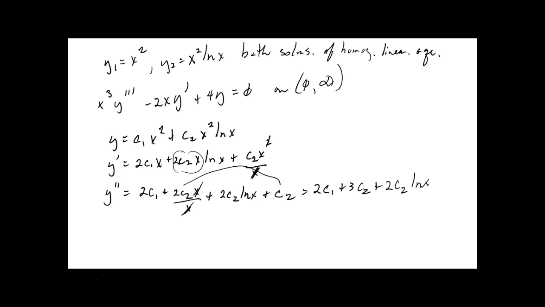All right. So let's do the third derivative, which is the derivative of the second derivative. Well, guess what? Derivative of 2c1 is 0, because that's a constant. Derivative of 3c2 is 0, because that's a constant. And this other one is just 2c2 over x. There's your third derivative. Okay.